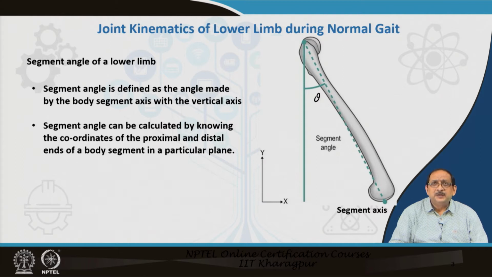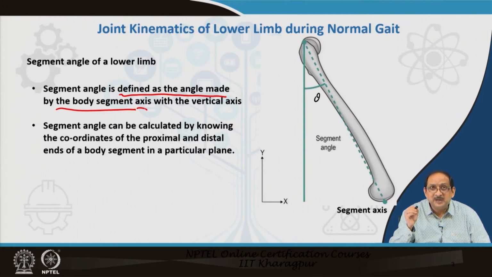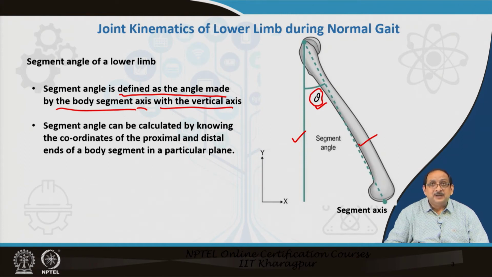Now, in the topic joint kinematics of lower limb during normal gait, we would like to first define the segment angle of a lower limb. The segment angle is defined as the angle made by the body segment axis with the vertical axis. So, this is the body segment axis and this is the vertical axis, and the segment angle is given by theta as indicated in the figure.